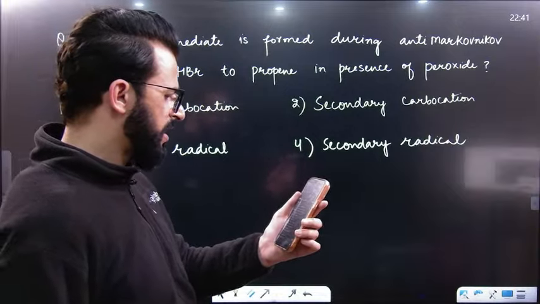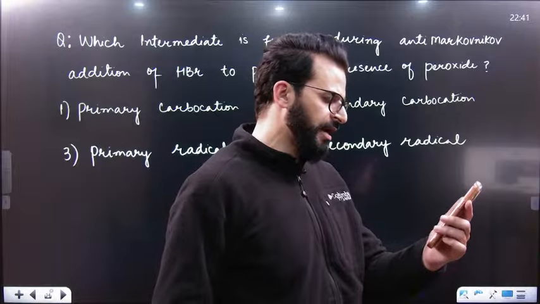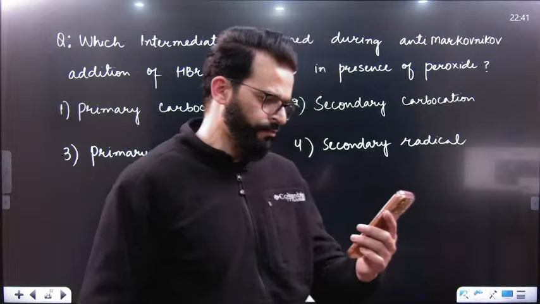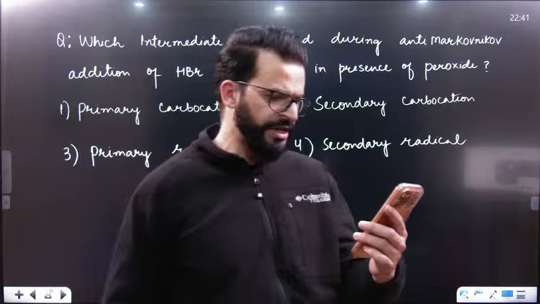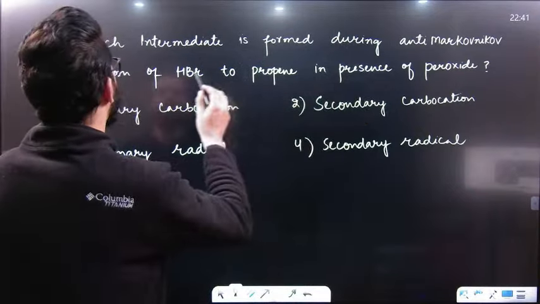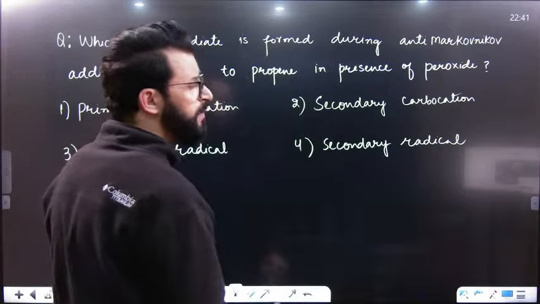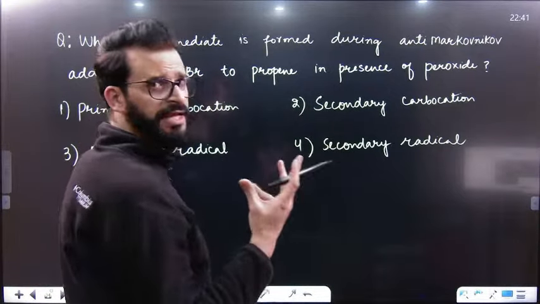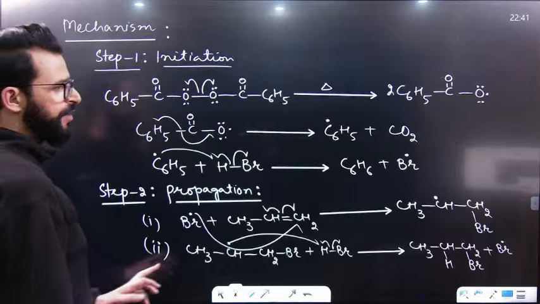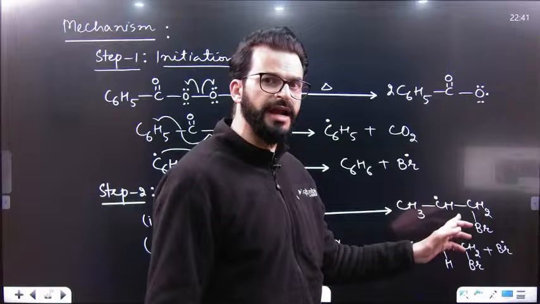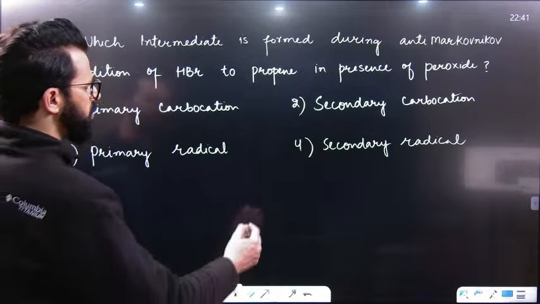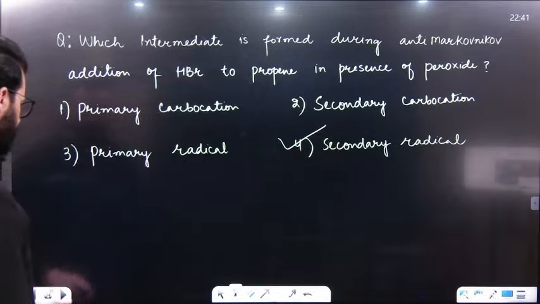Asha, exactly. Chandani, exactly. Hema, exactly. Shafqat, exactly. Okay, that's great. So, as we know, this is anti-Markovnikov's addition of HBr to propene in the presence of peroxide. Hence, the radical which has to be formed is the more stable radical, and we know it is a secondary radical because of which this anti-Markovnikov's product is formed. Hence, we will write down it's a secondary radical.